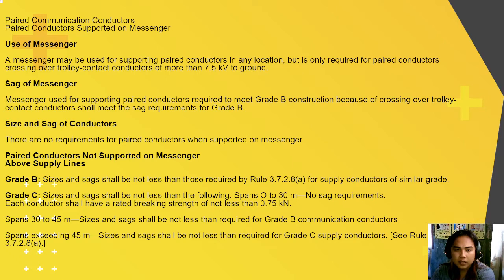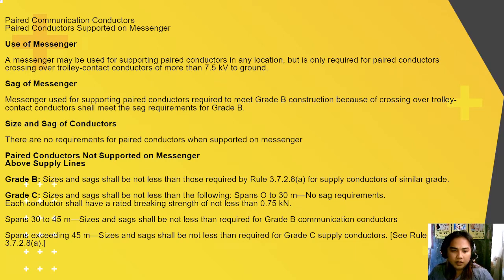Size and sag of conductors. So there are no requirements for paired conductors when supported on messenger. Paired conductors not supported on messenger, above supply lines. So for above supply lines, we have grade B: the size and sag shall be not less than those required by Rule 2.7.2.8 for supply conductors of similar grade. For grade C, sizes and sag shall be not less than the following. So for spans of 0 to 30 meters, no sag requirements. Each conductor shall have a rated breaking strength of not less than 0.75 kN.